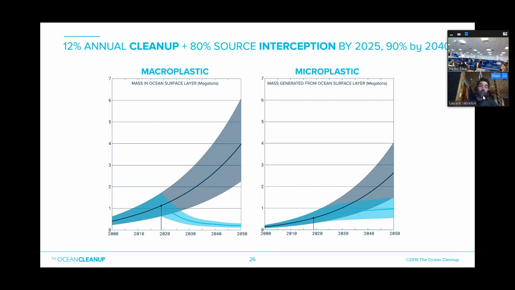An interesting result that we have here is that even with an extremely ambitious scenario, 12% annual mass cleanup and 80% source mass interception, we've reduced the amount of microplastic at the surface of the ocean, but the microplastic, the small stuff, only plateaus, right? Even though we show that we managed to pick up some debris, I don't think it's feasible to say that we'll be able to clean all the microplastic in the ocean, right? But the large stuff we can go at, right? And that's the point we're trying to make here.